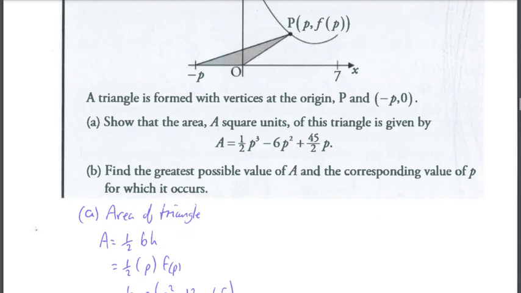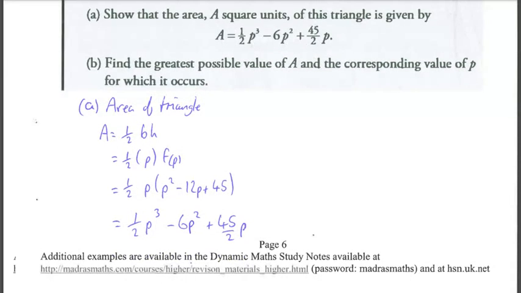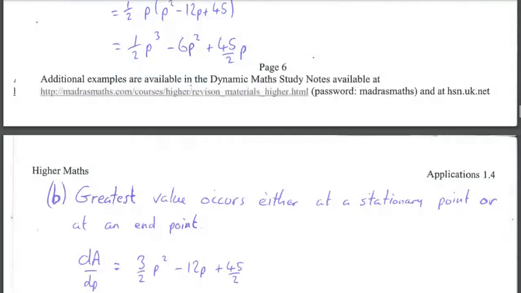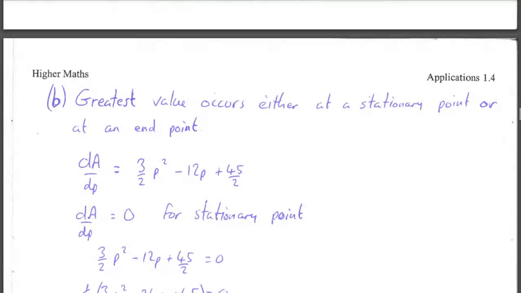Okay, so that is basically just going to be a maximum minimum turning point question, but we also need to consider the end points. We need to consider 0 and 7 as well. So we could have a maximum value and at the end point it might be higher than that maximum value. So the greatest value occurs either at a stationary point or at an end point.